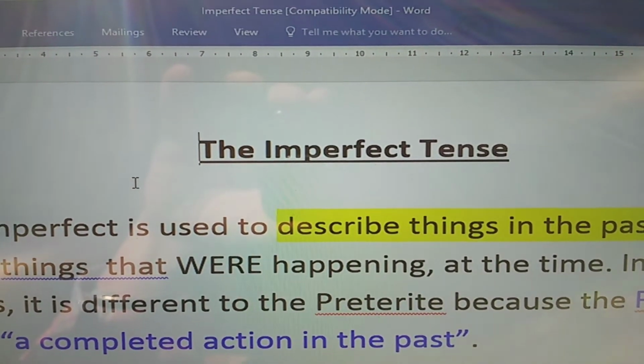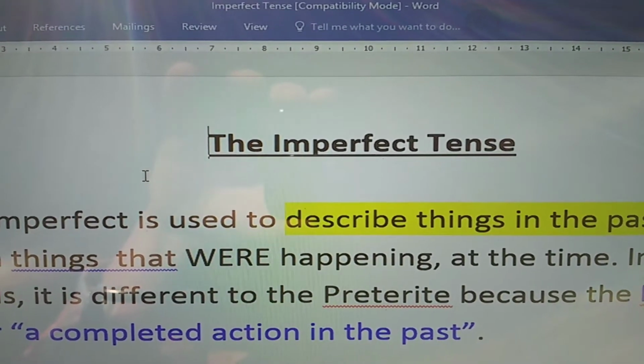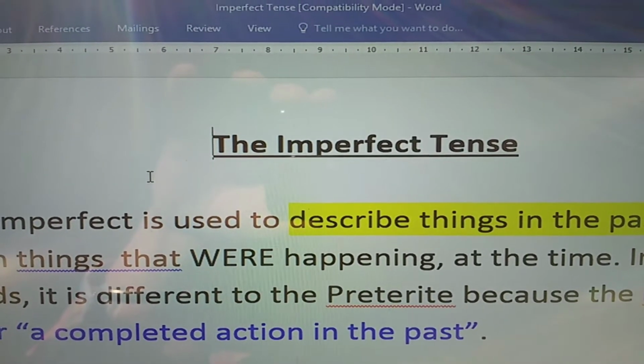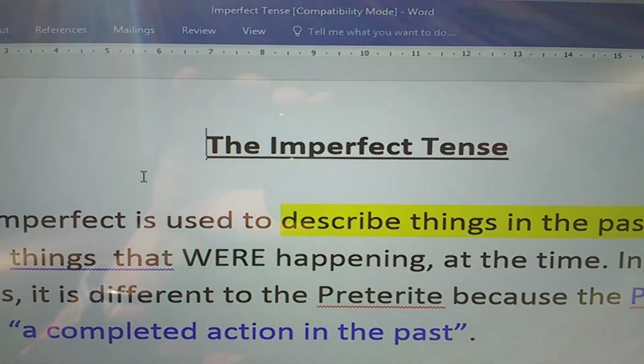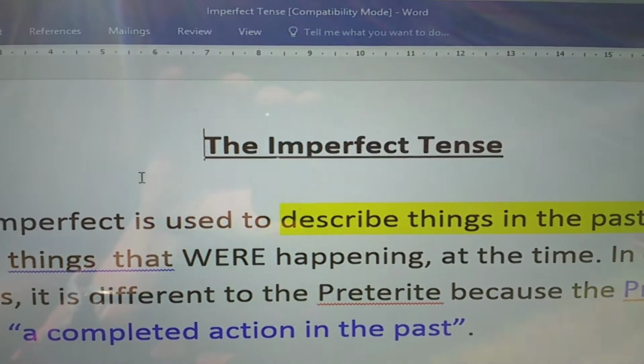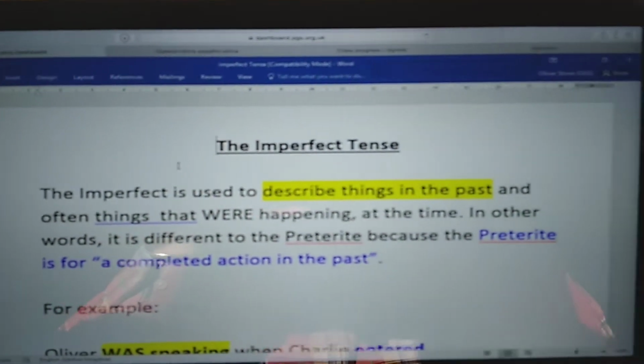The imperfect tense, underlined, okay, y la fecha, okay, the date as well.